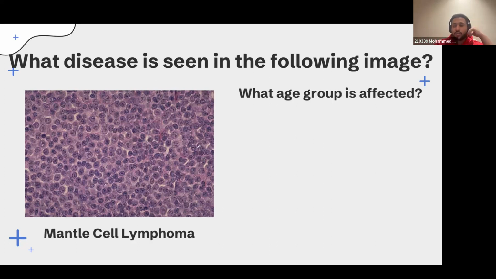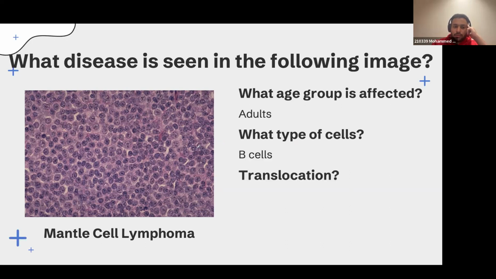Anyways, mantle cell. What age group is affected? The questions that I have here are the most common, like most things that Dr. Ahmad focuses on: age, how to classify lymphomas. That's why it's repeated everywhere in my slides. In adults, okay. What type of cells are these? Since it's next to the germinal center, it's still in the cortex. B cells. Okay, good. Now, what's the translocation? Good. 11 to 14. Perfect.